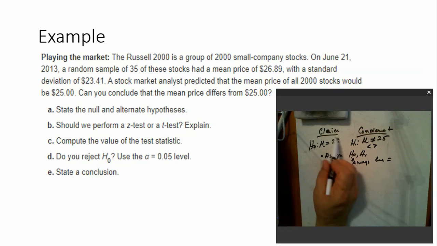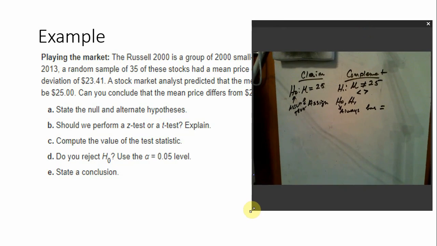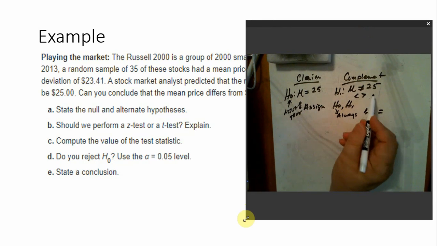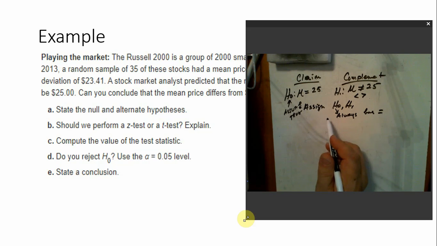Okay, so this is what we're assuming. H0 is assumed true, and we're going to test the likelihood that it is true. Let me go up here a little bit more and build this out so you can see this a little bit better. Okay, so we've assigned this. Here's our equals, our H1. That's the null and alternate.